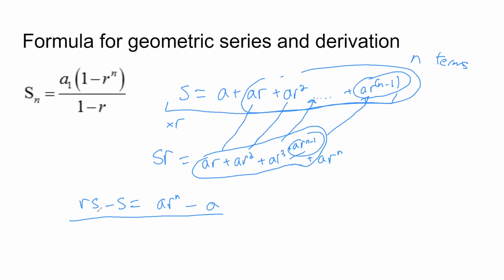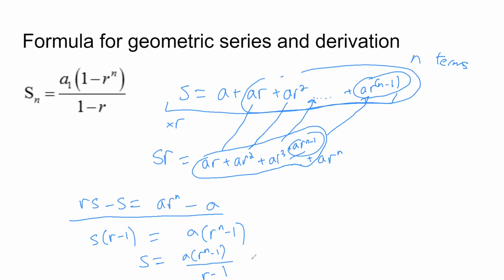And then we can rewrite this, factoring out S. We have S times R minus 1 is equal to, let's factor out A here, A times R to the n minus 1. And then once we solve this for S, that's going to give us S is equal to A times R to the n minus 1 over R minus 1.